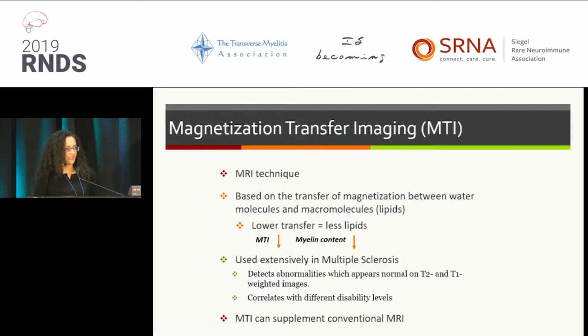And I just want to say that all these imaging techniques I usually talk about are not meant to replace conventional MRI. They're just there to supplement it. So whatever MRI does not detect, perhaps these techniques can do it.